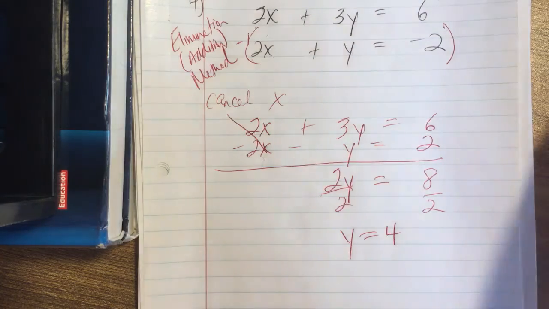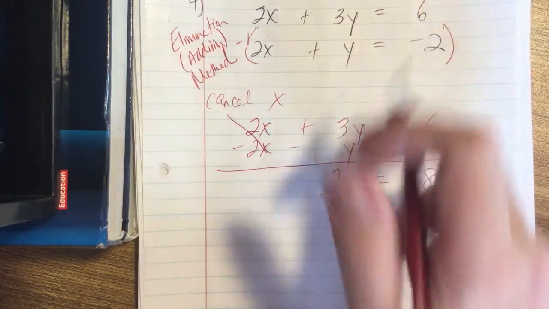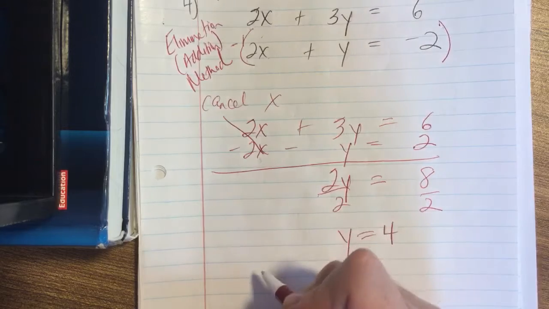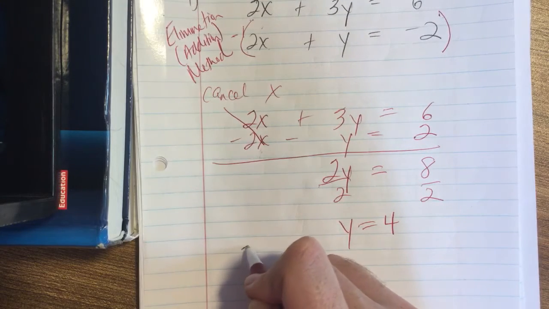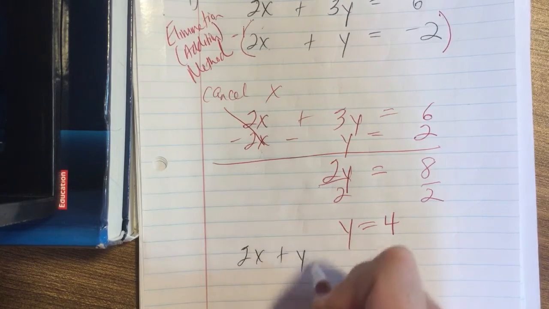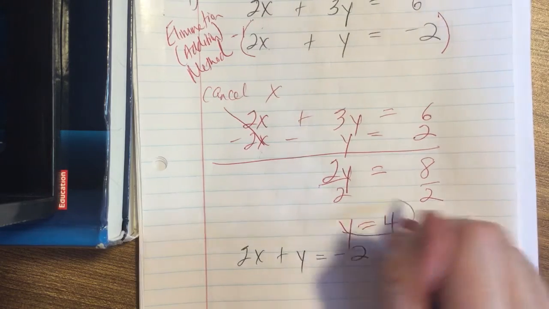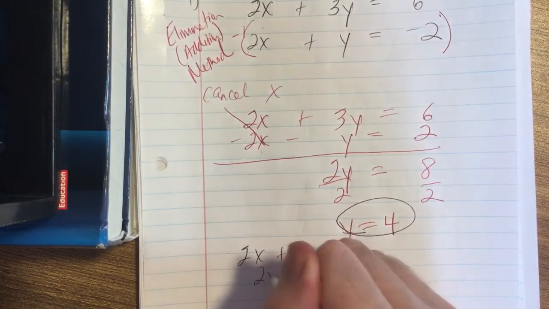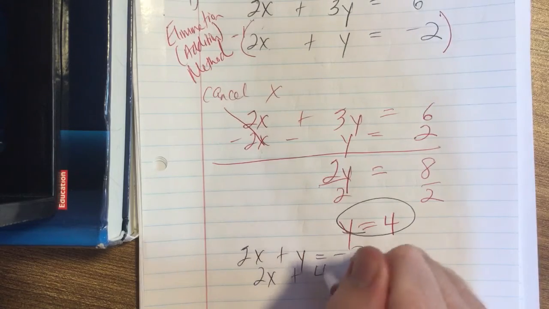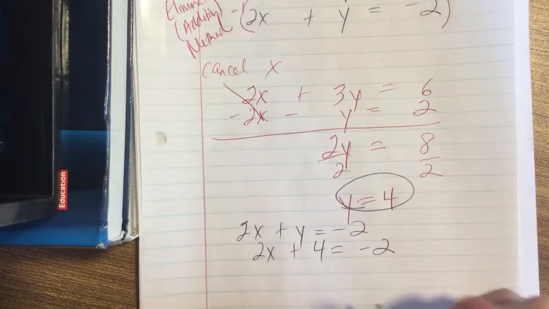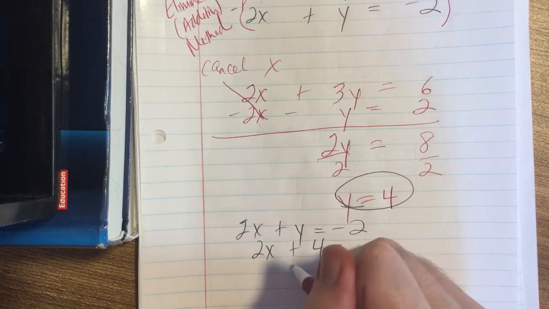In order to find the x value, you could use either of the two original equations. I'm going to use the second one. So I'm going to use 2x plus y equals negative 2 in order to find the x value. I know that y is equal to 4. Wherever I see y, I'm going to plug in a 4. Substitute that. And then I'm going to solve for x.